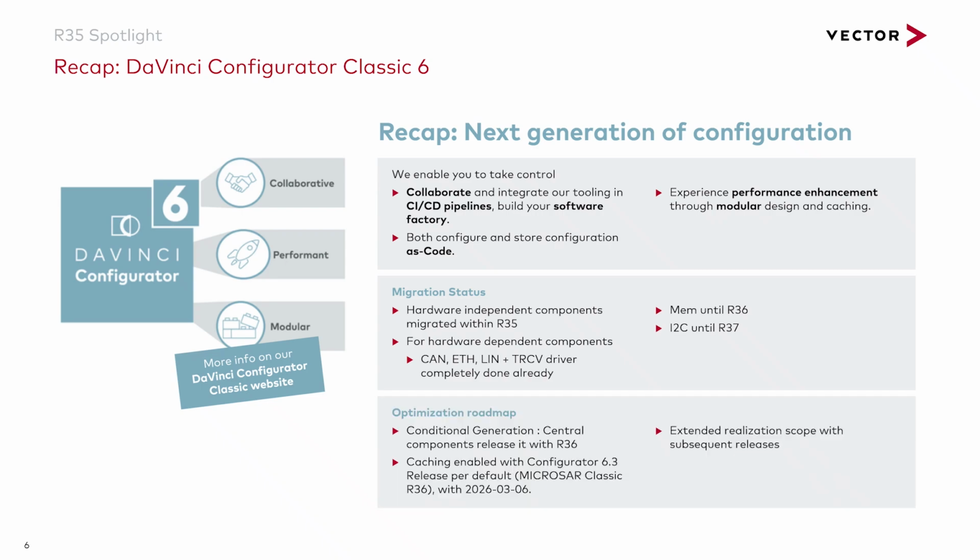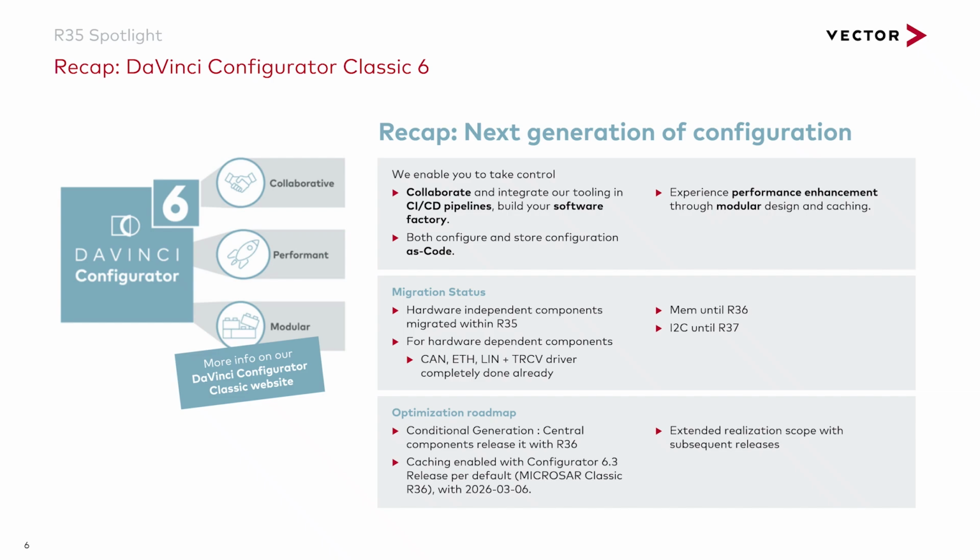We still constantly work on optimizing the tool performance. Conditional generation allows components to use cached generation data, in case there are no dependencies to changed components. To model these dependencies is an additional step for the BSW components on top of the mere migration. We started this activity with focus on very central components where the potential gains matter most, already in Release 35.